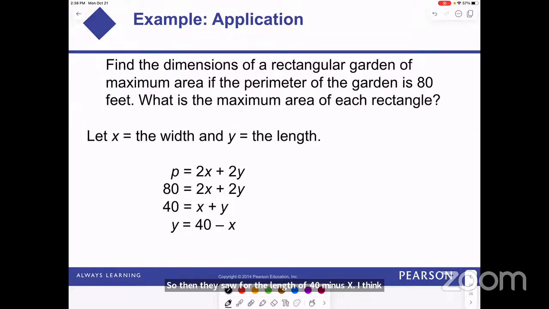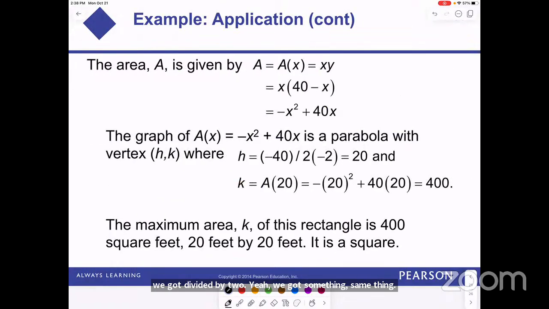So then the area in terms of x, we got the same thing, negative x squared. Ours was negative w squared plus 40w. It is a parabola with a vertex, so they solve for the h and their k. So the maximum area k of this rectangle is 400 square feet, which is 20 feet by 20 feet, and it's a square. Okay. Are there any burning questions before we go our separate ways?